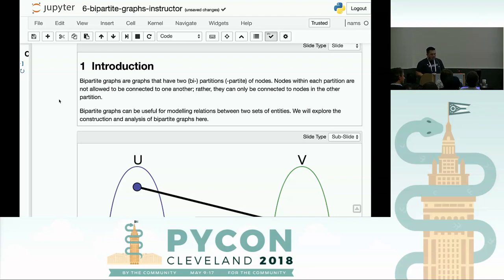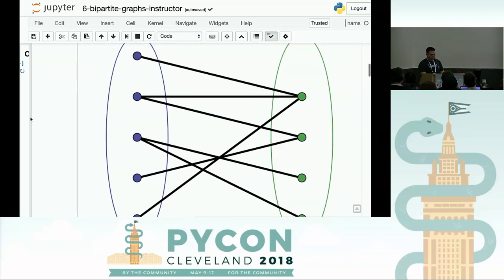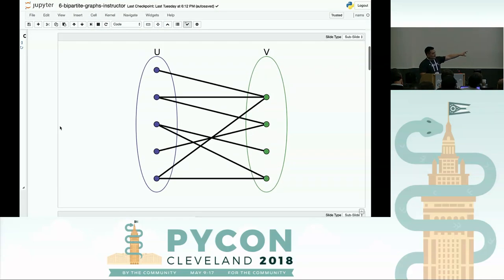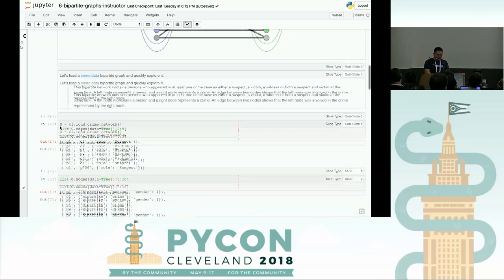So, that's the definition of a bipartite graph. I have two node sets rather than a single node set. I have two node sets that are connected to one another through edges that only connect nodes on different partitions. Okay? So visually, if you look at Wikipedia, basically you get something that looks like that.